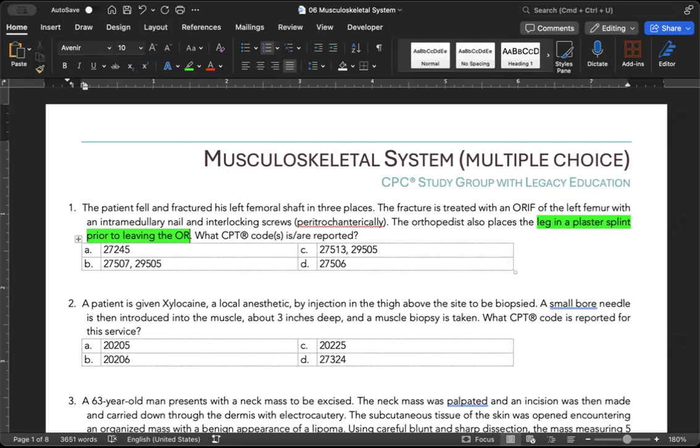On that very first sentence, it says all services that appear in the musculoskeletal section include the application and removal of the first cast, splint, or traction. So knowing that, we should not code 29505, right? Because the cast application is going to be included in the CPT code that we use for the ORIF of the left femur. Does that part make sense?